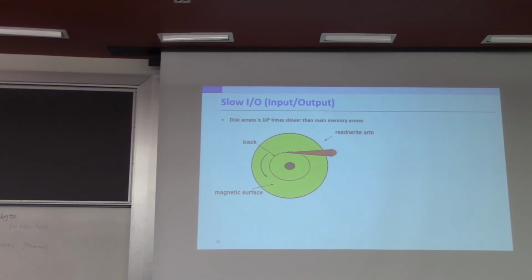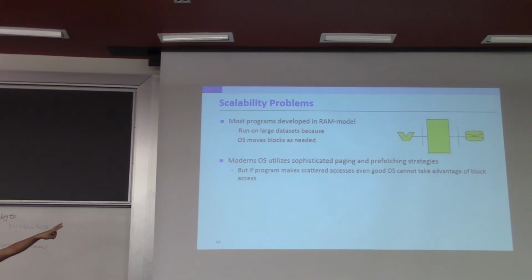Once the data you're trying to read is rotated just below the head of your arm, you can start converting data from magnetic field to electrons, meaning transfer data from disk to your main memory. So that's essentially the way it works. That's the model we're talking about, right? This line here between memory and hard drive is the process I have just described.